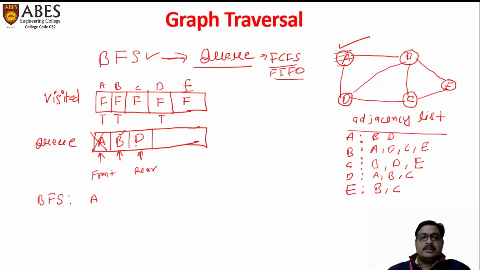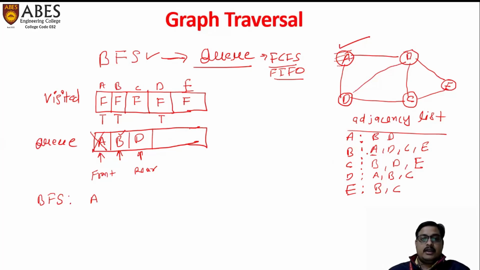We'll find out the adjacent vertex of B. So adjacent vertex of B is A, D, C, and E. So what we'll do, we'll add all the vertices in this queue that are not visited. It means their status is false. We'll add all the vertices from the adjacency list for which the status is false. So we'll do this one by one.